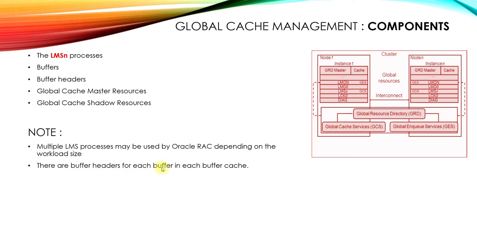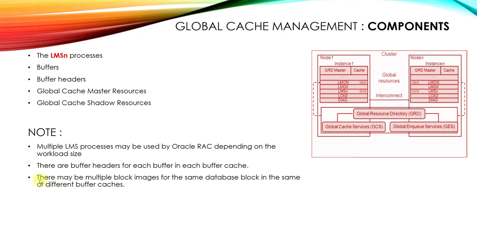There are buffer headers for each buffer in the buffer cache. Buffer headers define the properties of that buffer, including the location of the rows going into the buffers, the size, and the space remaining in that specific buffer.